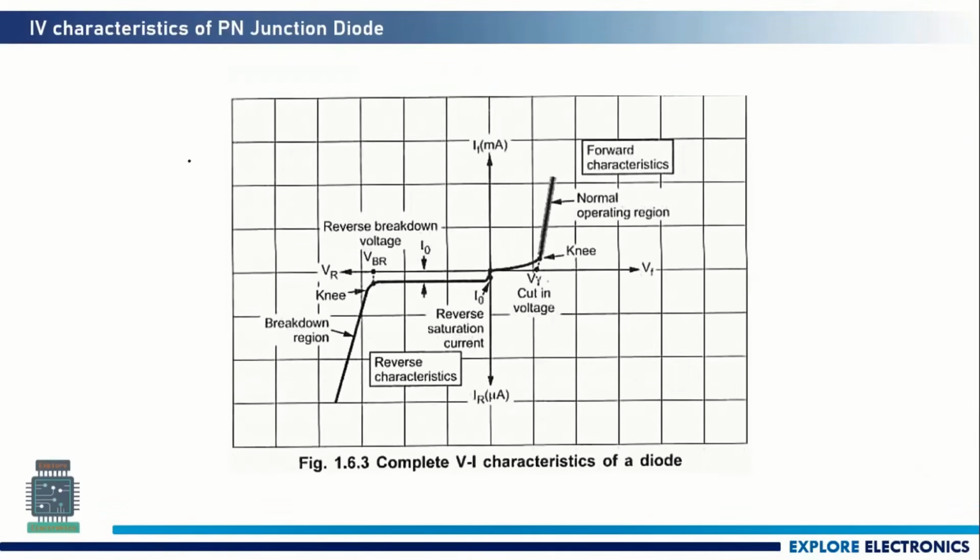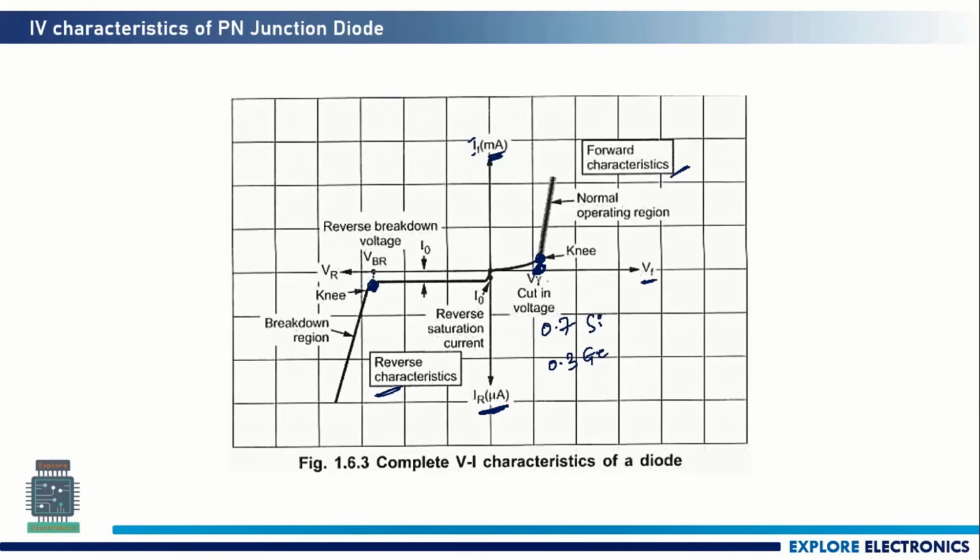And this is the complete IV characteristics. This is the reverse characteristics. You can see this is the forward characteristics. IF is represented in milliamps and IR is represented in microamps, and this is called the cut-in voltage. It is 0.7 for silicon and 0.3 for germanium. And this is VF. This is also called a knee point. When there is an abrupt change in the current, we call it a knee point.